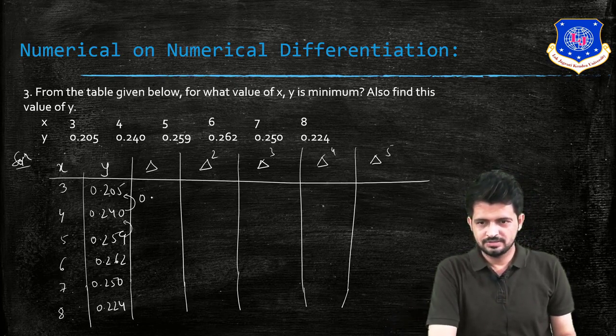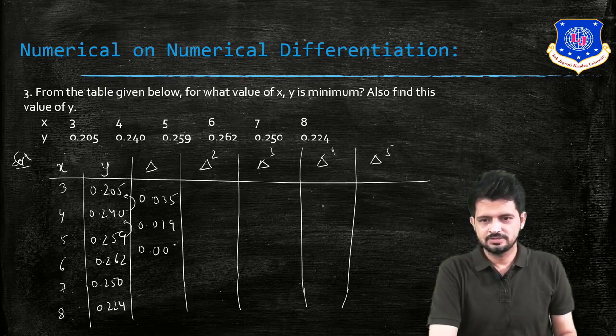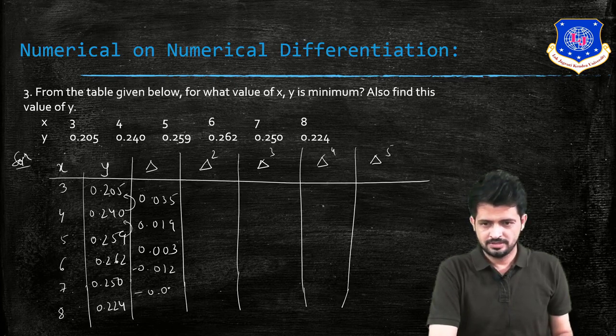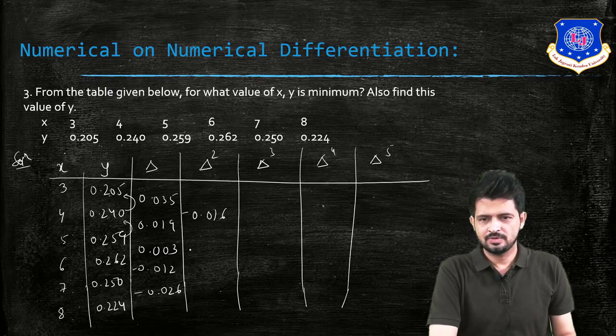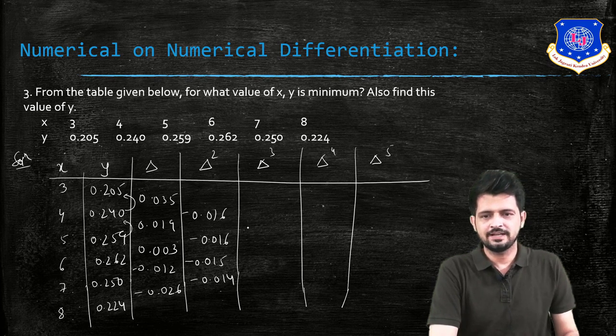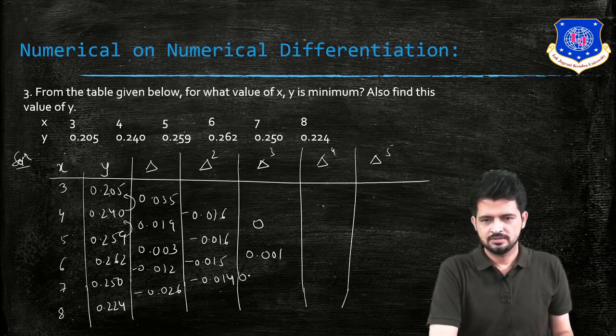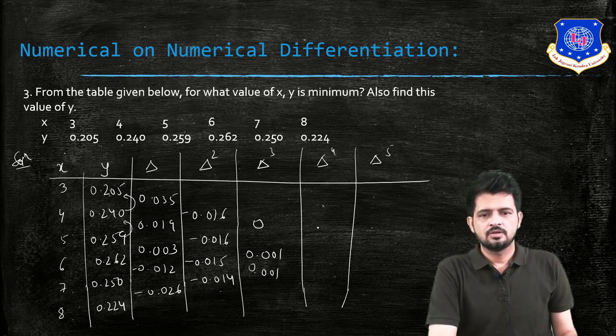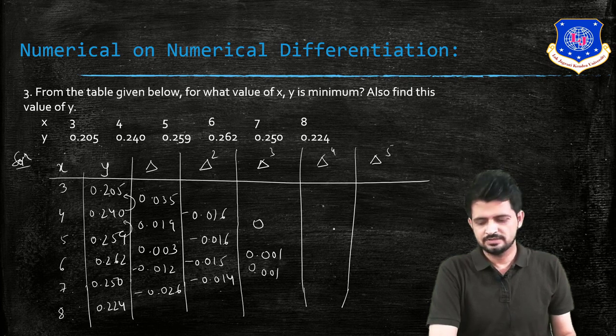Here the values will be 0.035, then 0.019, 0.003, minus 0.012, minus 0.026. Again take the difference: minus 0.016, minus 0.016, minus 0.015, minus 0.014. Again take the difference: here 0, 0.001, 0. Here this value is 0, so we are not taking the further values, we are considering them to be 0.